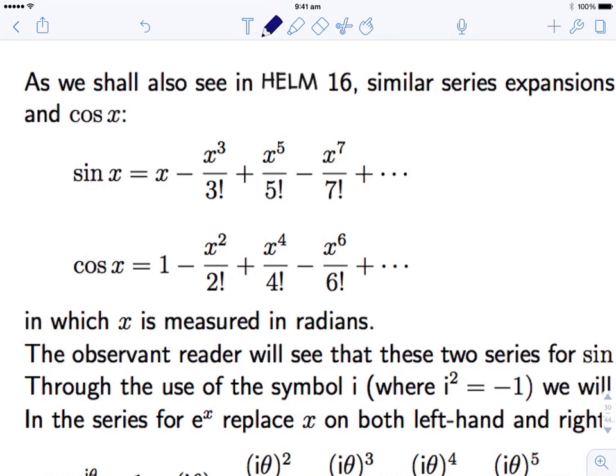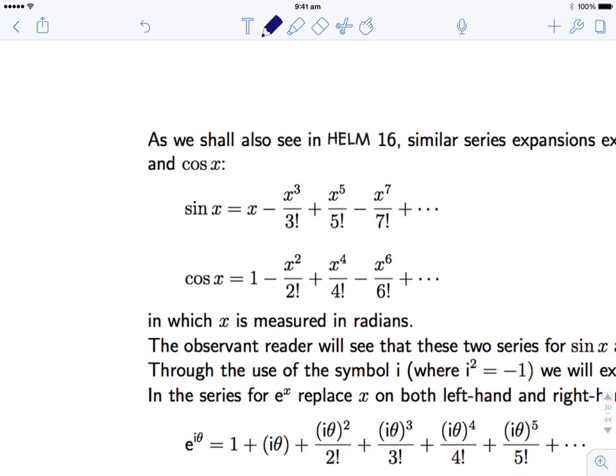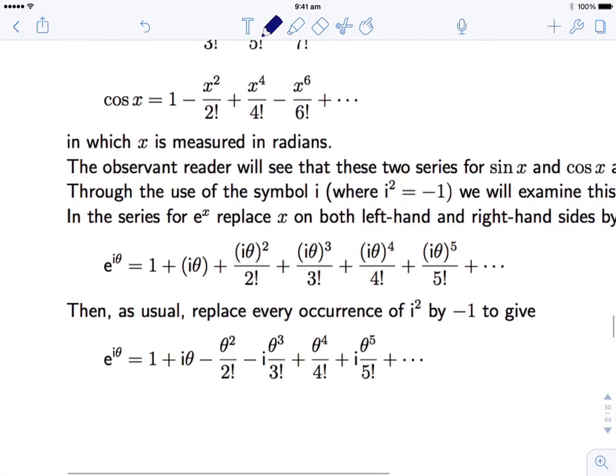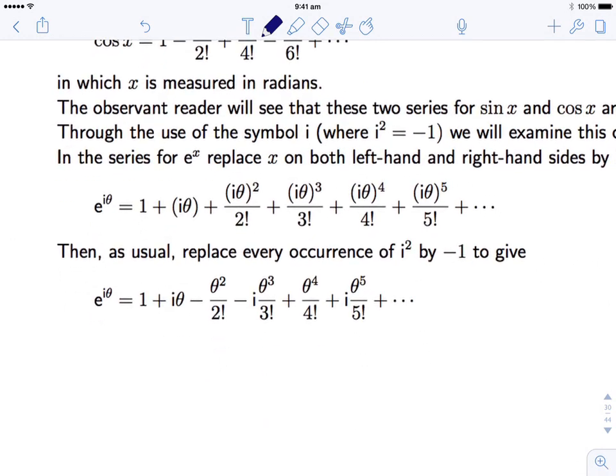So let's look at what happens when we do e to the i times theta. We had the series for e to the x. I'm going to replace the x with i times theta now, and that gives me this step here. Now, in this expansion, I could keep going forever and ever. I'm going to replace the i squareds with -1, and that gives me this step down here.